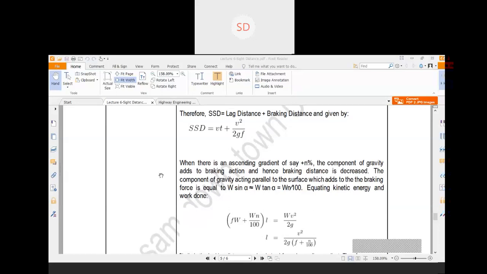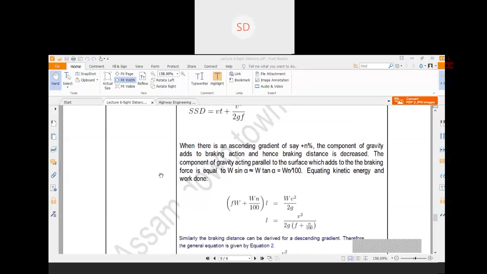Now you also know that gradient also plays an important role in the stopping sight distance. When there is an ascending gradient, ascending means you are going upward, of say plus n percent. N percent means n is vertical and 100 is horizontal. So for each 100 horizontal, it may be in meter or kilometer, there will be n vertical. The component of gravity adds to braking action, hence braking distance is decreased.